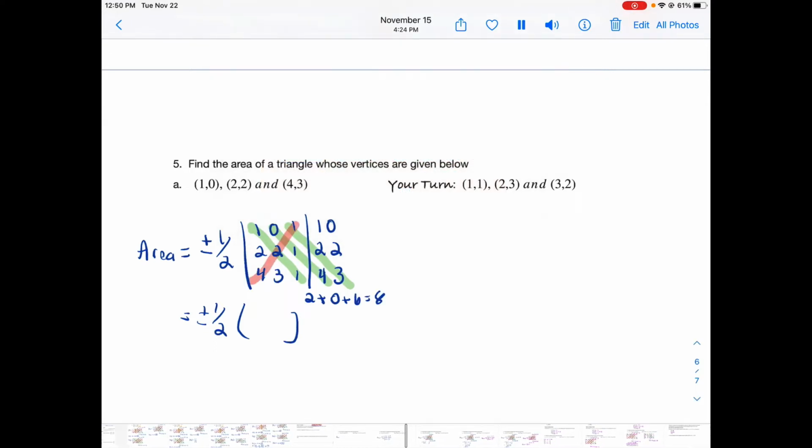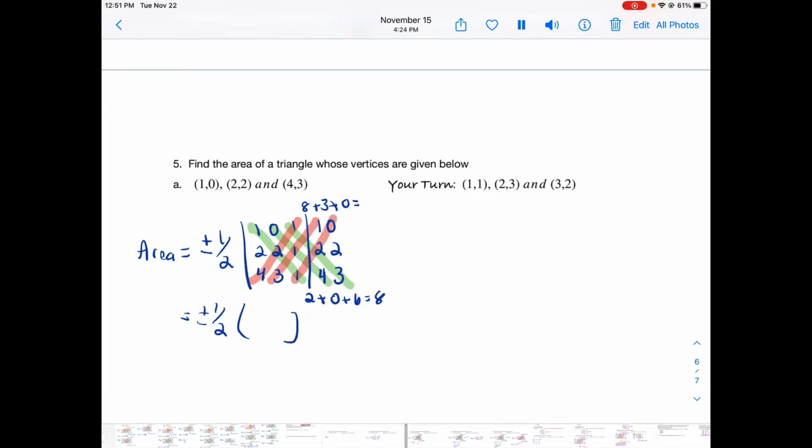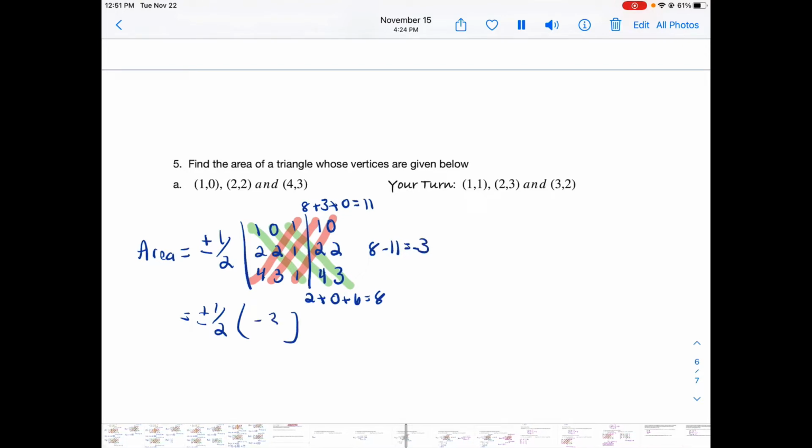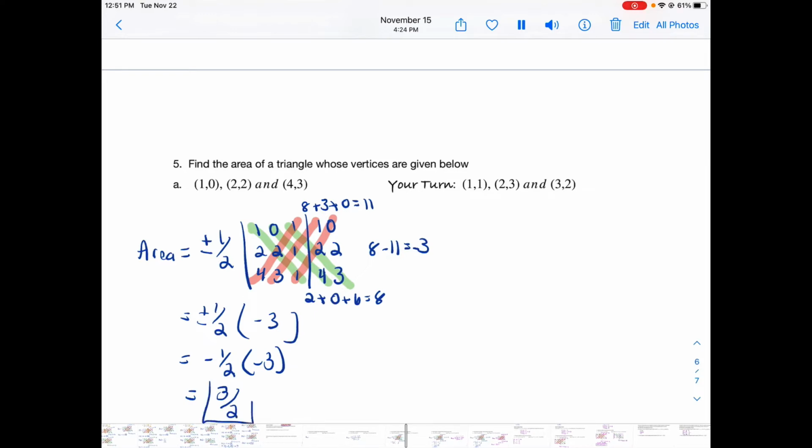And then we take our product of our diagonals up, so the first product is 8, plus the product of the next diagonal up, which is 3, plus the product of our final diagonal up, which is 0. 8 plus 3 plus 0 gives us 11. And remember, our determinant is determined by taking our diagonals down minus our diagonals up, which would be -3. Now, since my determinant is negative, I would take the -1/2 and multiply it by -3 to give us a positive area of 3/2. All right, you try the next one.